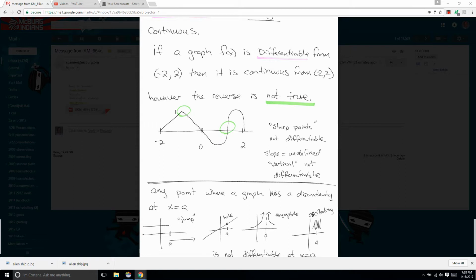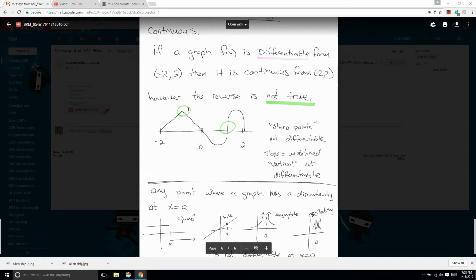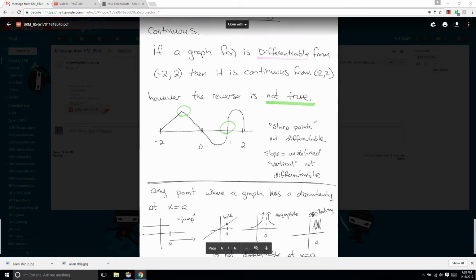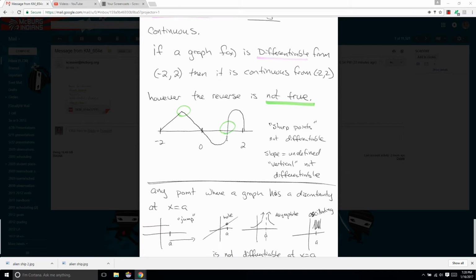Number 1 is a sharp point. Anytime a graph has a sharp turnaround, I can't really define one tangent slope, so it's not differentiable at that point. Another issue is if it becomes vertical. Any slopes which are undefined means you can't find a value of a derivative at that point. 0 is one thing, being horizontal, vertical is another, so it's not differentiable at this point either.